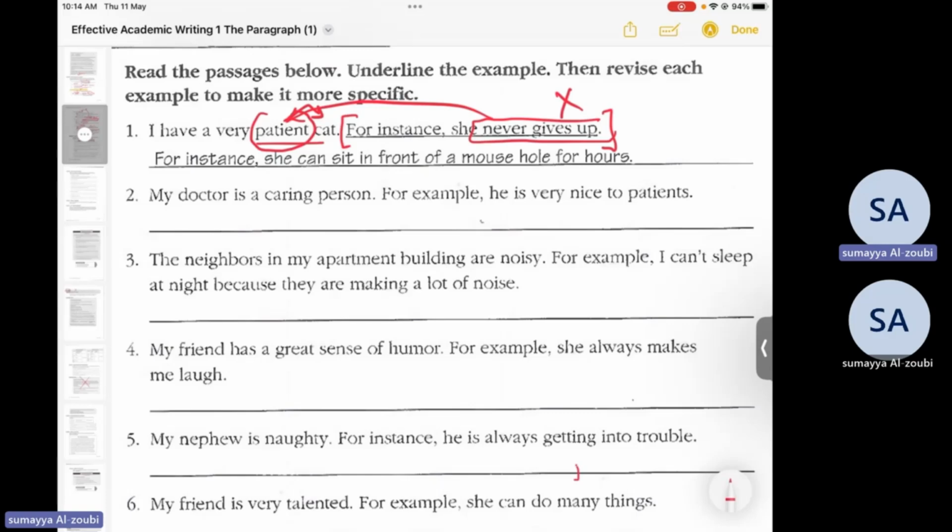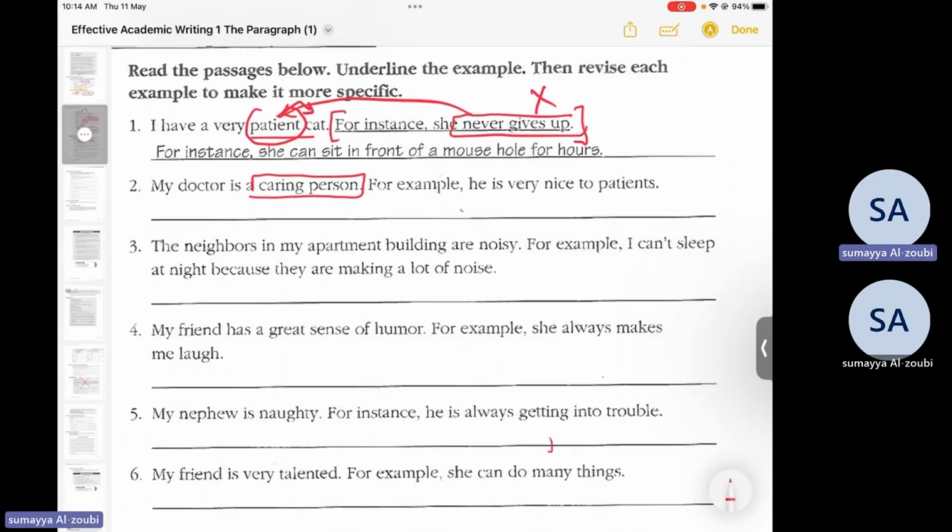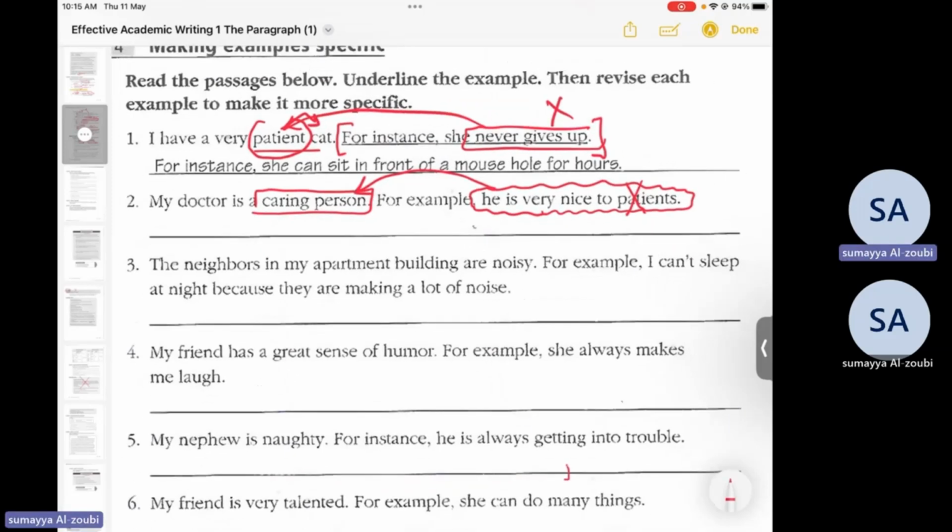Okay, another example. Look, my doctor is a caring person. My doctor is a caring person. Nice? For example, he is very nice to patients. Is this acceptable? No. Nice to patients. This is not a good explanation for a caring person. How can you give a good example for my doctor is a caring person? Who can give us a good example for that? What do you think?